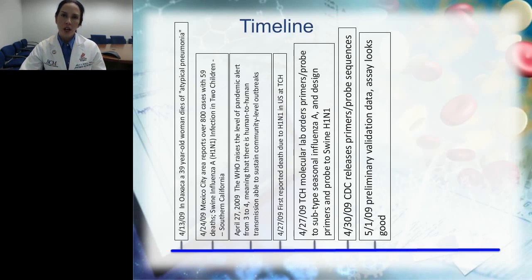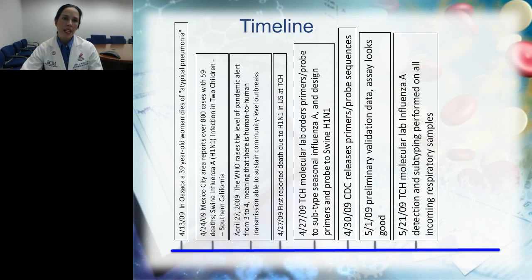On 5/1, our preliminary data looked good. We had the 50 positives that we needed. It just shows the significant numbers of patients that we were seeing through this time. And by 5/21, we were testing any patient who presented with respiratory illness to our hospital with this real-time assay.